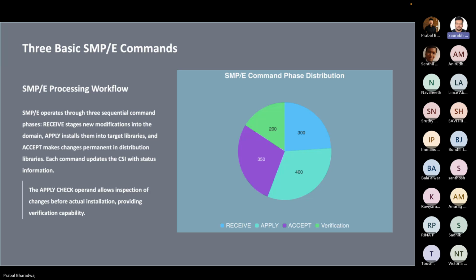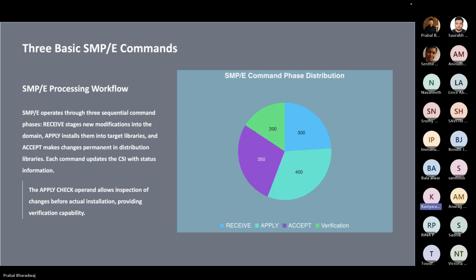Okay. So your question is, while applying check, how to identify the target libraries? Yes, there are more than 5 to 10 target libraries in our system. Okay. How to find a particular PTF target library? You don't have to find it. SMP will do it for you.